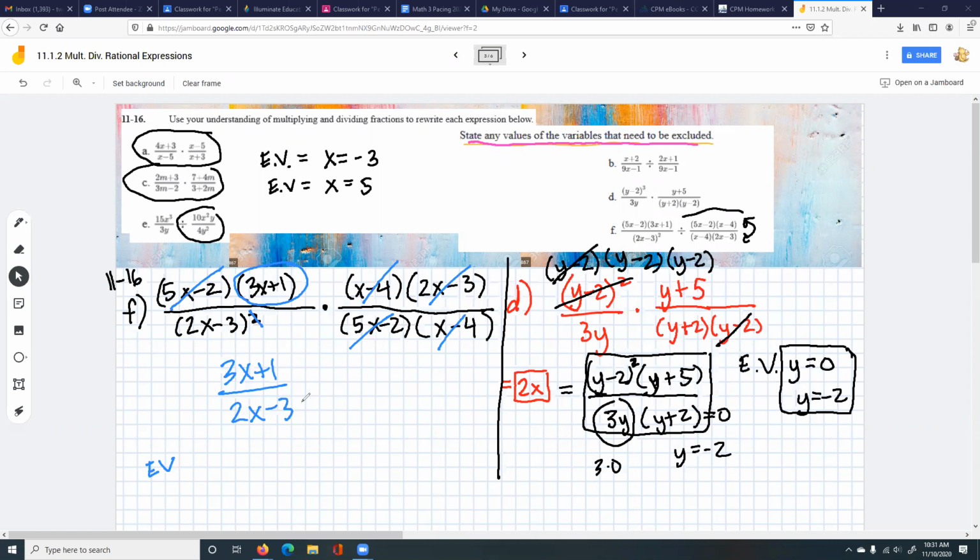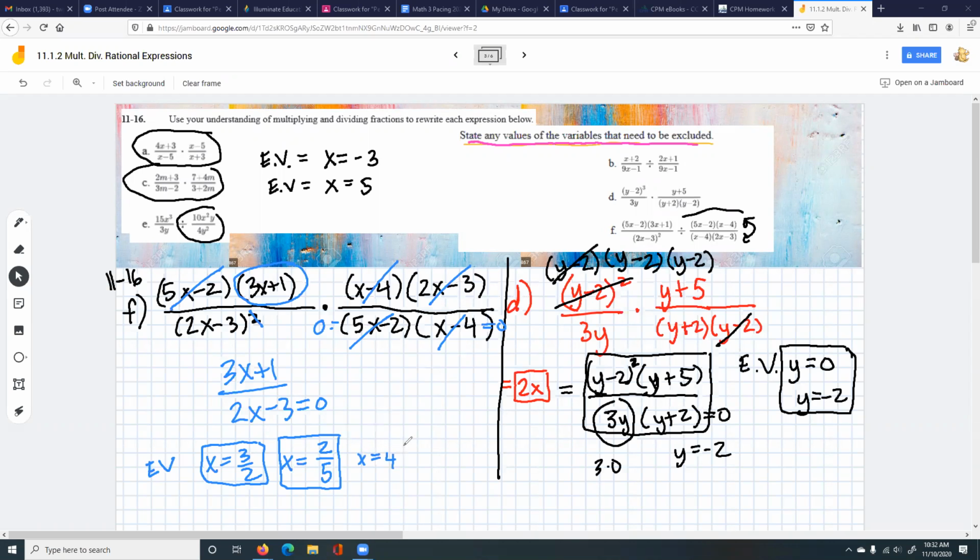So this one, if I set this equal to 0, I'm going to say it's 3/2, right? You solve it, I can do that in my head. If I solve this, I add 3, divide by 2, 3/2. The other excluded value was right here. If I set 5x minus 2 equal to 0, I'm going to get 2/5. You should be able to do those pretty much in your head. If I set x minus 4 equal to 0, I'm going to get 4.